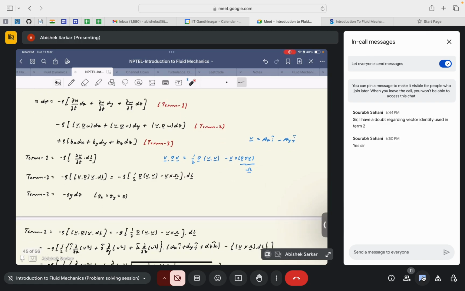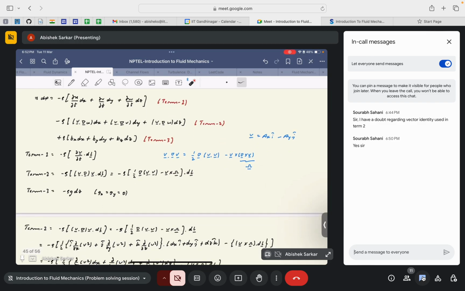So with that discussion, we have this term in our hand and we want to simplify it. There is a very famous vector identity given by these relations, and substituting the value of V dot del V by this, we can get term 2 to be minus rho times (half del operating over V dot V minus V cross the vorticity) dot dl. I will keep that as such right now because we have not yet said that the flow is irrotational.